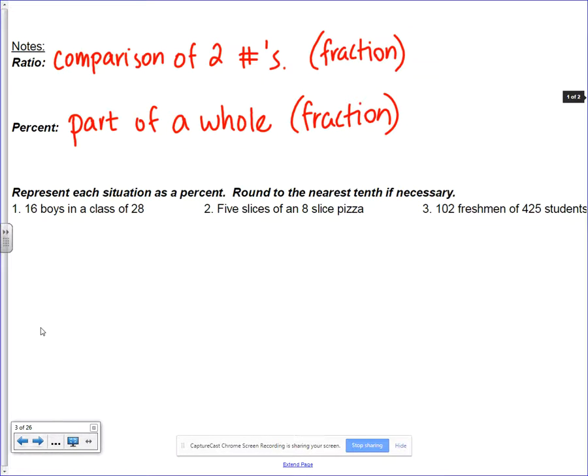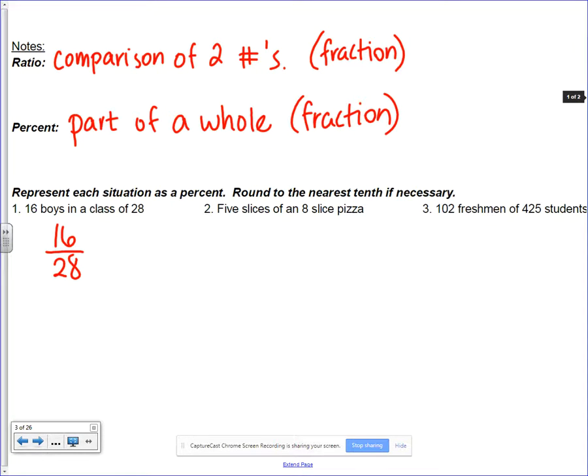So our first set of questions here. Represent each situation as a percent. Round to the nearest tenth if necessary. So I have 16 boys in a class of 28. The first thing I need you to do is write that as a fraction, part over whole. 16 is the part of the class that are boys over the whole class, which is 28 kids.